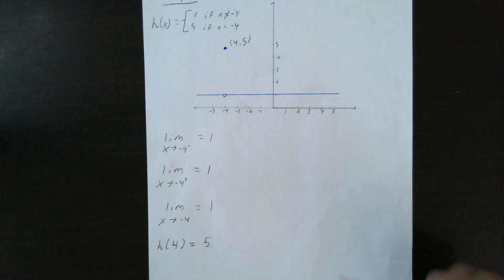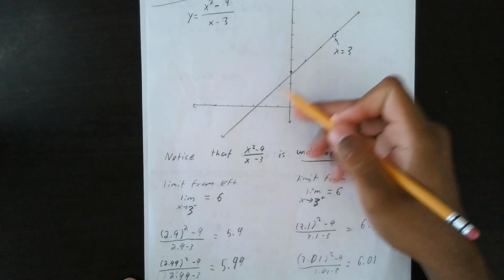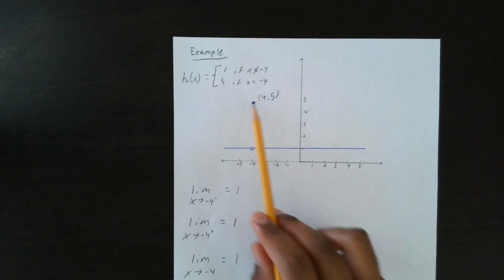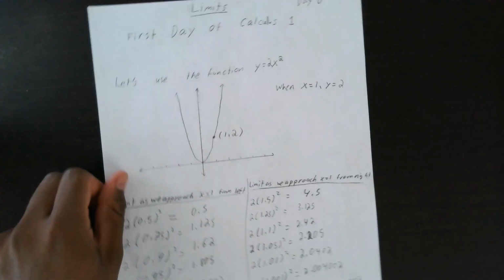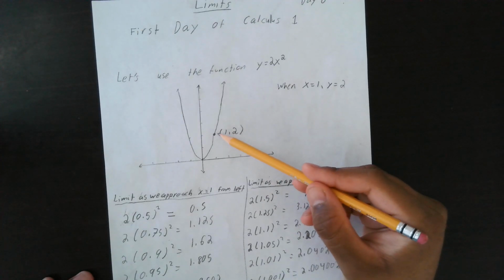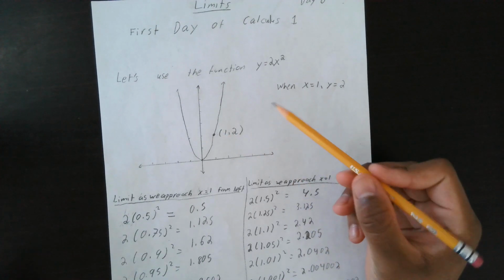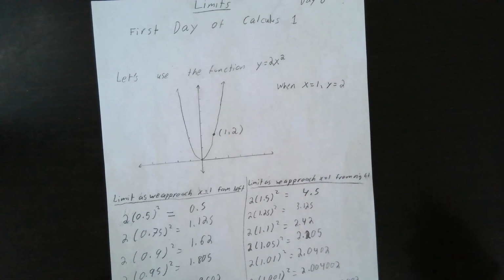Your takeaway is that sometimes the limits exist but not the point, and sometimes the point exists but not the limit, and sometimes both the limits exist and the points exist but they're different. And other times the limits exist and the point exists and they're the same. So just remember that. Now here's a problem that I want you to do on your own.